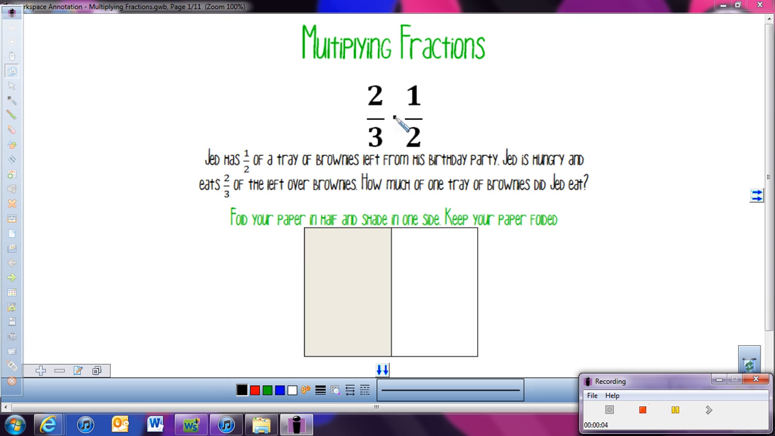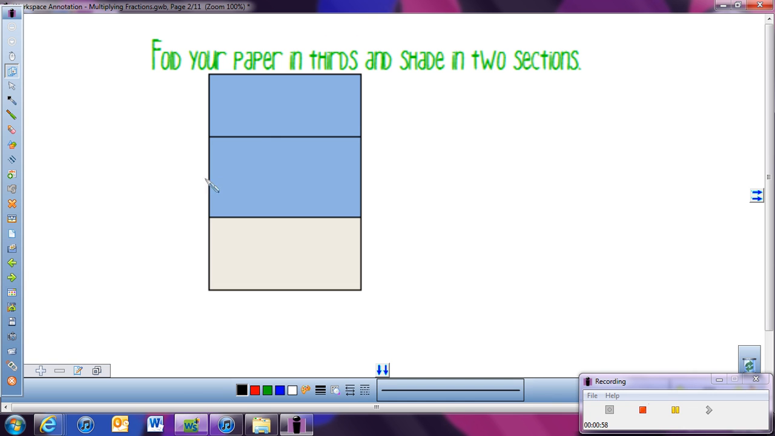We're going to try to solve this problem first with some paper folding to see if we can come up with what we're really doing. So we're going to fold a piece of paper in half and shade in one side. This is like the half of a pan of brownies that Jed has left. That's what we're going to start with. Now we're going to take that folded piece, and we're going to cut it into thirds, or fold it into 3 pieces, because Jed ate 2/3 of that piece. So here would be a third, and here would be a third of what was left in the pan.